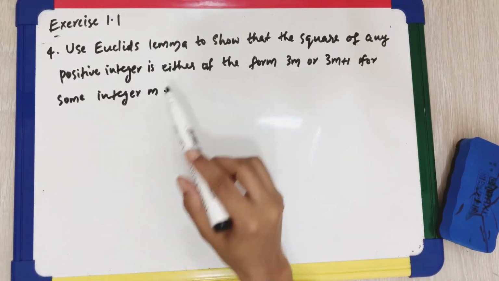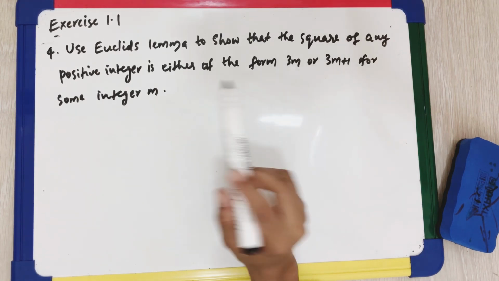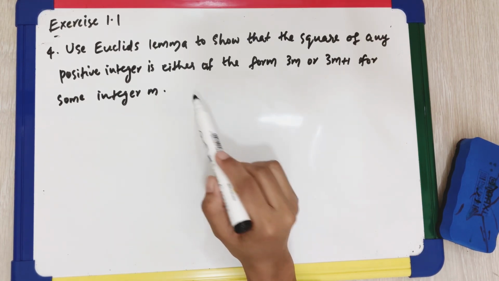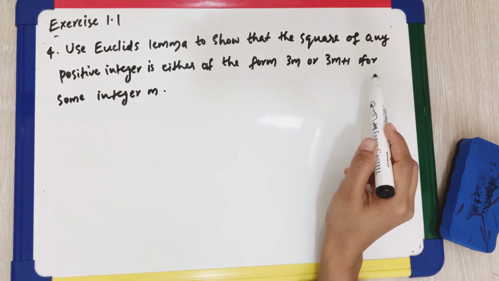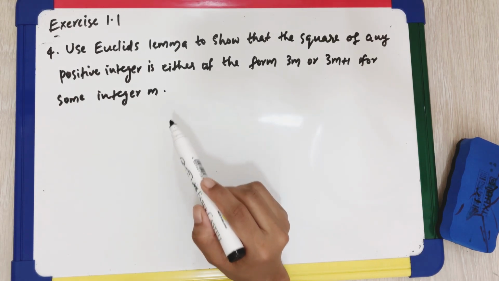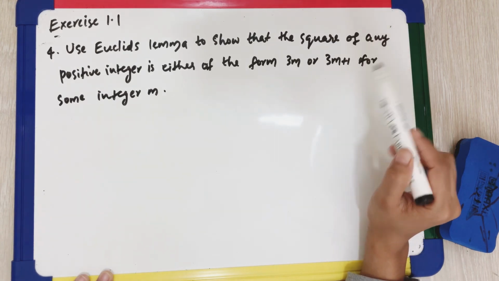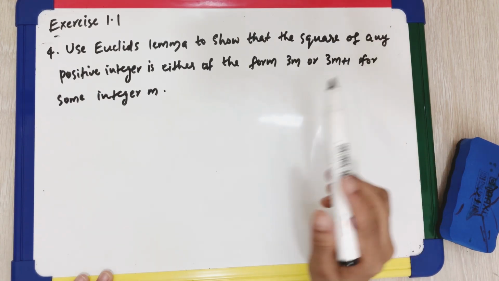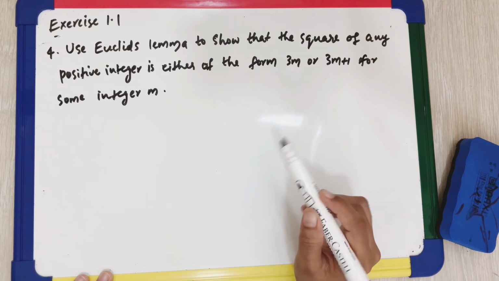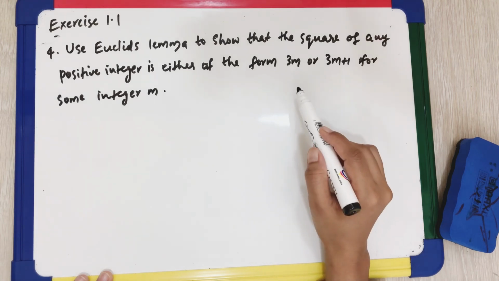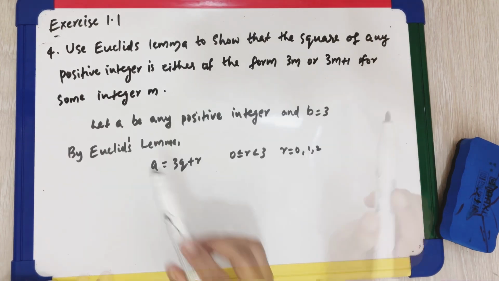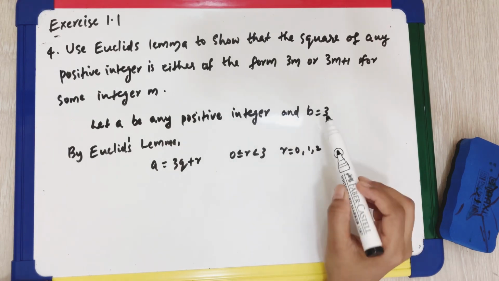Next question. Use Euclid's lemma to show that the square of any positive integer is either of the form 3m or 3m plus 1 for some integer m. Here we have to take any integer a and b equal to 3. Then we have to check a square. We have to find the square. A square is of the form 3m or 3m plus 1. Let a be any positive integer and b equal to 3.